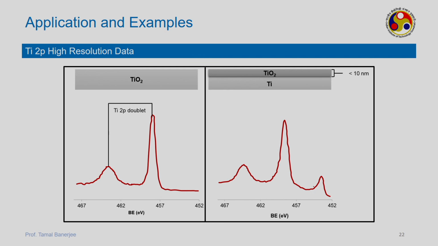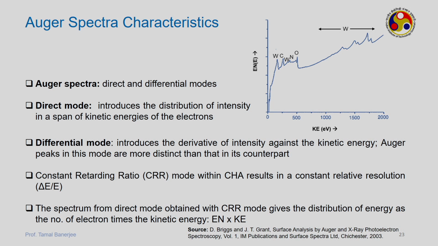So if you know these types of spectra, you come to know the oxidation state of various atoms from the XPS spectra. Now, with respect to Auger spectra, there are two modes of analyzing this spectra.